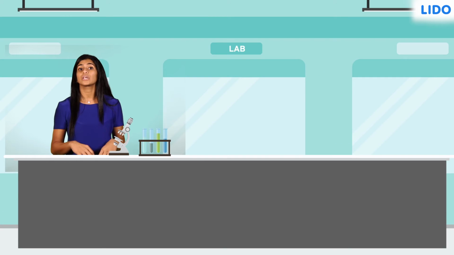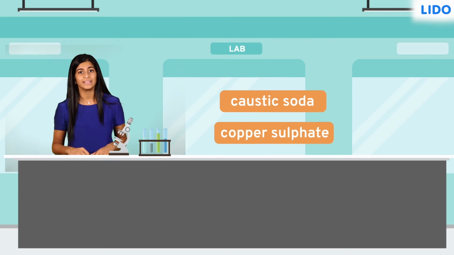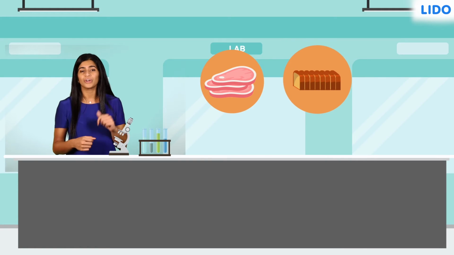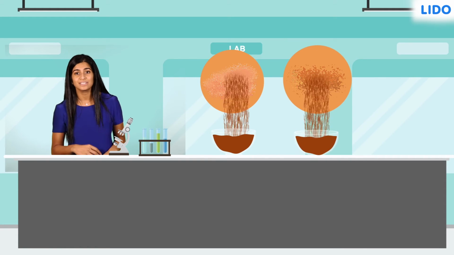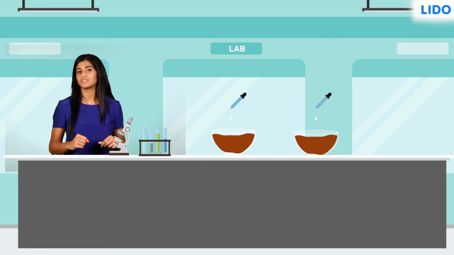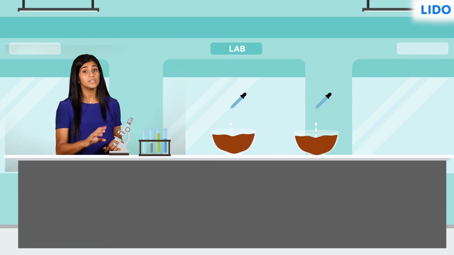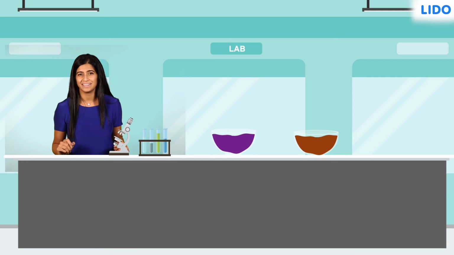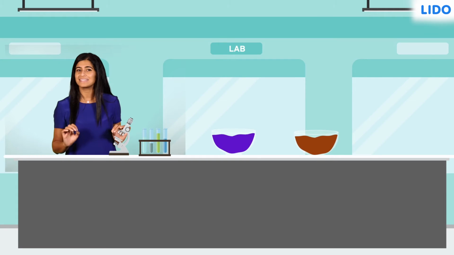Proteins can be tested using caustic soda and copper sulphate. The food items to be tested should be first mashed or ground into a paste. Next, we add 2 drops of copper sulphate and 10 drops of caustic soda to each. Observe that initially the color is blue. Now we'll shake up these containers and wait for a few minutes.